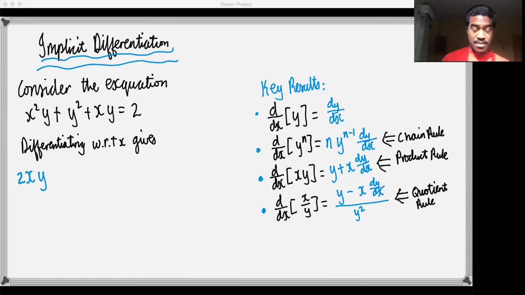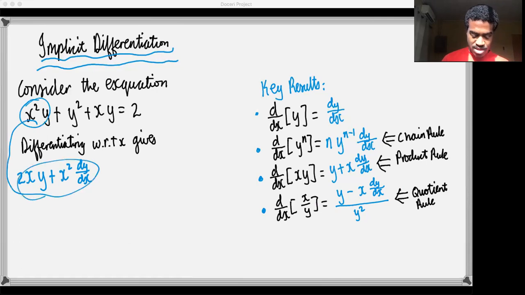But we're not finished there. We need to remember this is the product rule. Find the derivative of y, which is dy/dx, and multiply by x squared. So the next term would be x squared dy/dx. So the derivative of x squared y is this entire thing here.